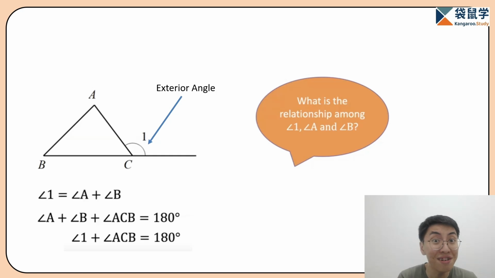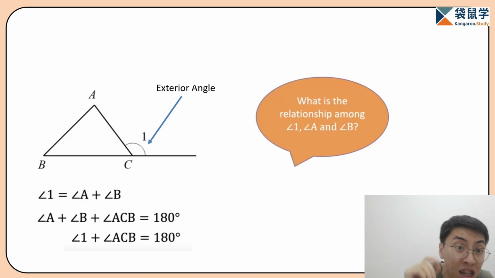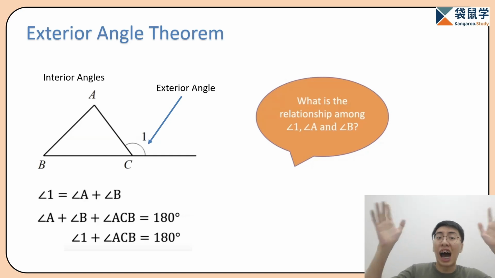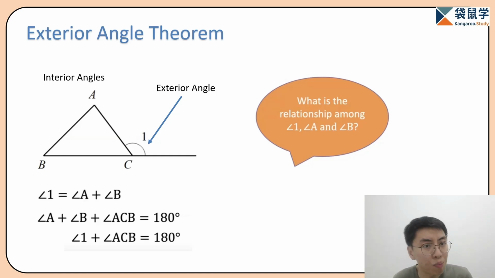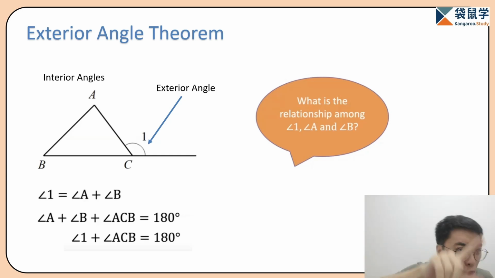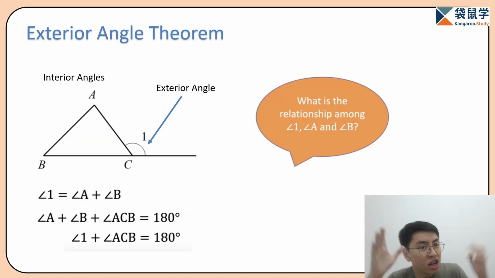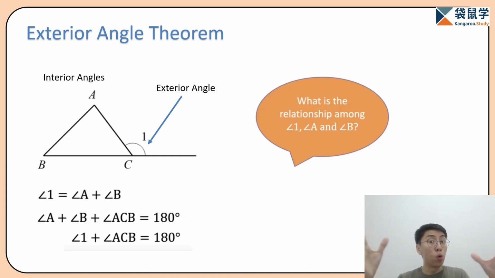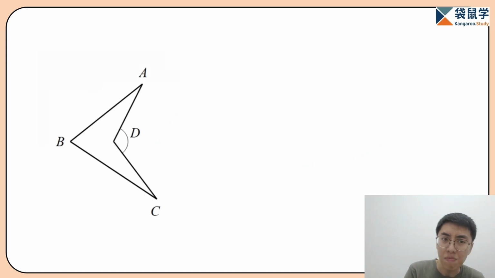So with that being said, there's actually a name for this angle 1 over here, and that is the exterior angle. Now I know that there's this thing called exterior angle. There's also another one where all those angles inside the shape are known as interior angles. So with that being said, what is this method called? It is called the exterior angle theorem, where those interior angles that are not in contact are just the same as our exterior angle. Using this method, we think.